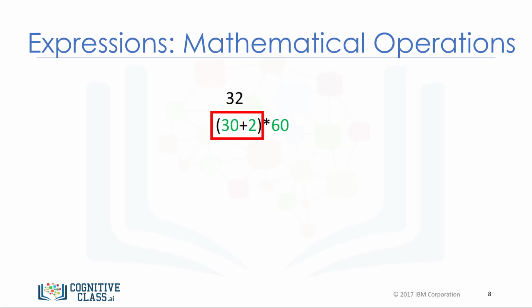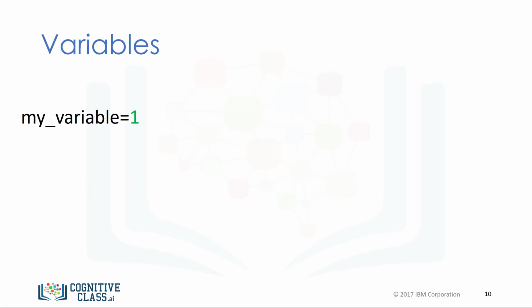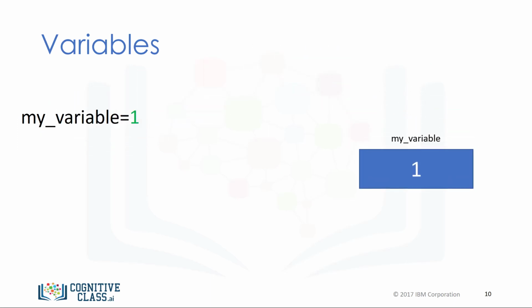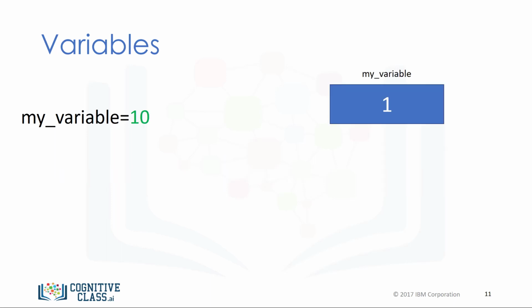The expressions in the parentheses are performed first. We then multiply the result by 60. The result is 1,920. Now let's look at variables. We can use variables to store values. In this case, we assign a value of 1 to the variable my_variable using the assignment operator, i.e. the equal sign. We can then use the value somewhere else in the code by typing the exact name of the variable. We will use a colon to denote the value of the variable.